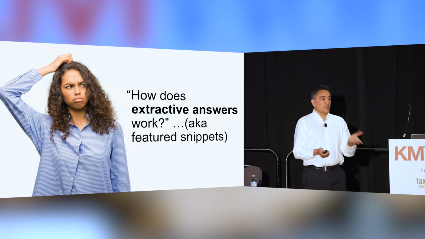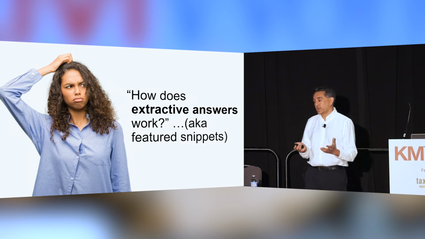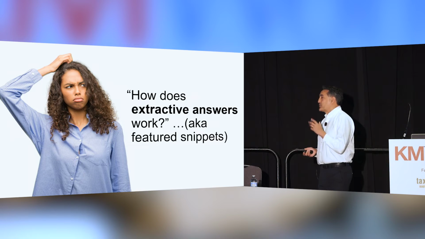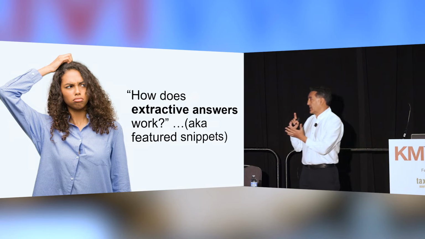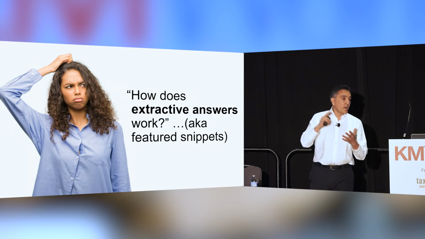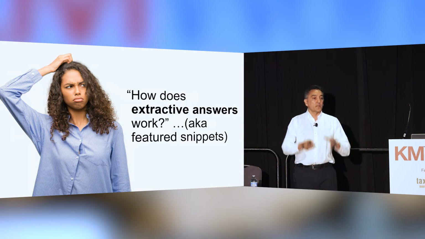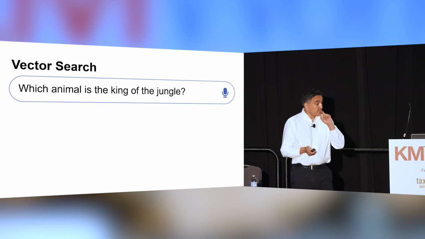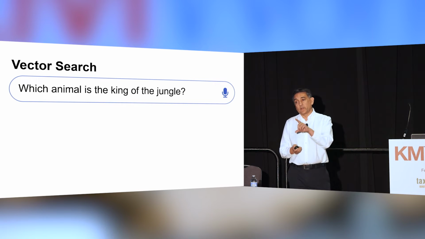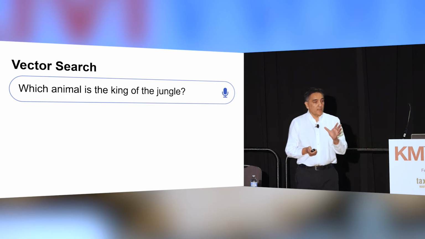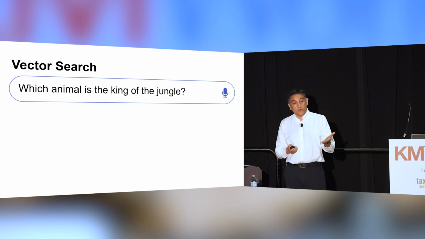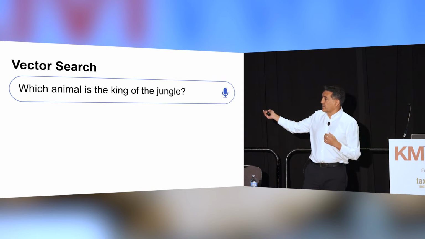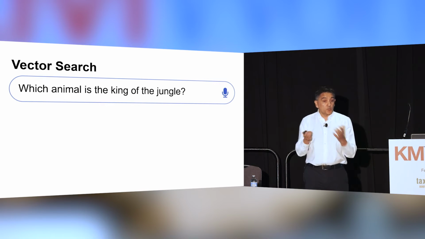But how does this work? And I'm going to try and explain this simply, mainly because that's the level of my knowledge of this sort of thing. But extractive answers are also called featured snippets. When you hear about vector search, these are all the same thing. It's BERT applied to text. The great thing about BERT, by the way, is that it's not just been trained on English, it's been trained on multiple languages, and you can also add your own vocabulary to BERT, and we'll see how that plays in the enterprise.